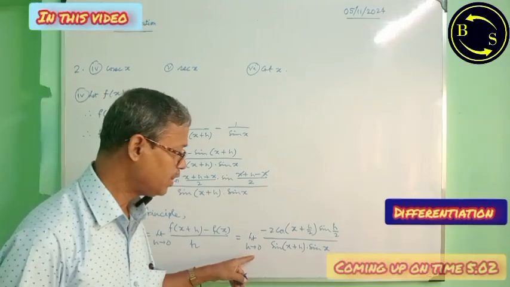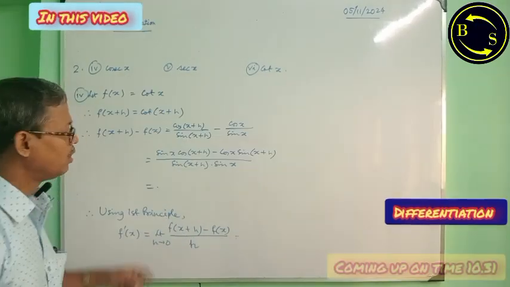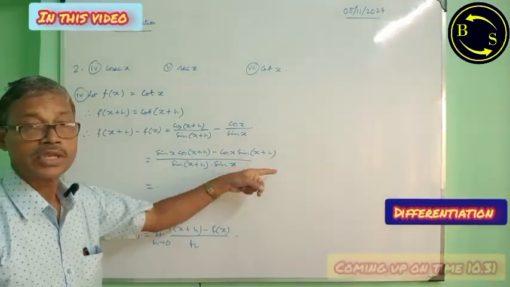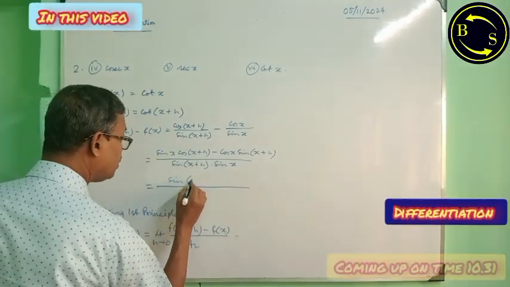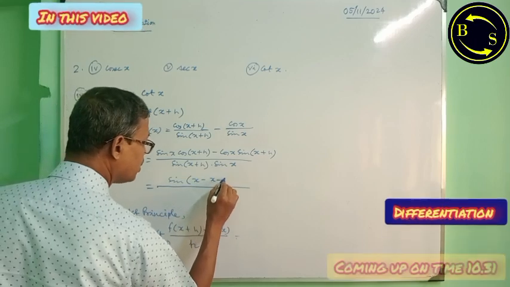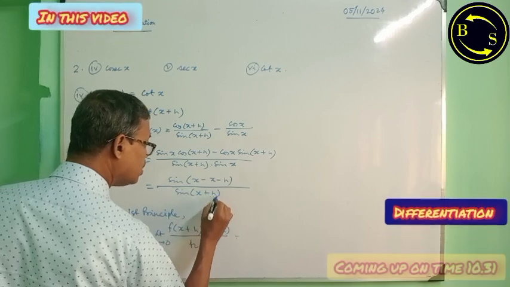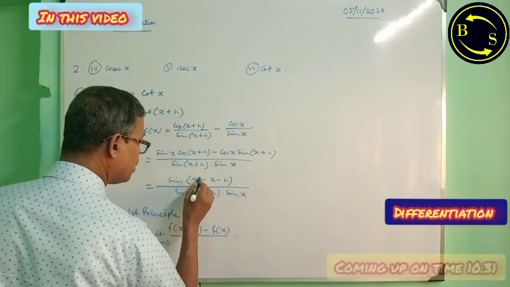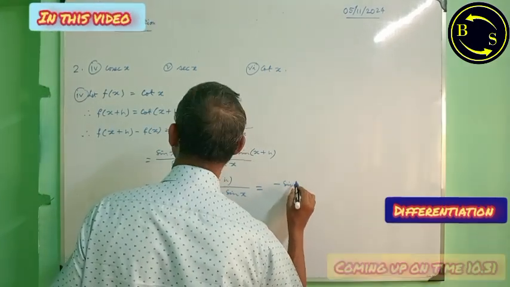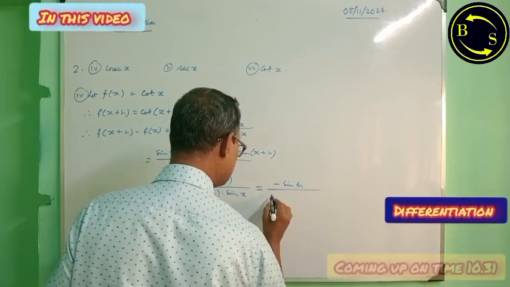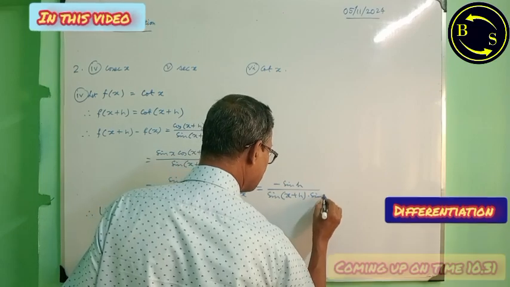Now you see h is the variable, therefore sin x is constant in this case. Now this is of the form sin a cos b minus cos a sin b, therefore the numerator will be sin x cos(x plus h) minus cos x sin(x plus h), which is sin(x minus (x plus h)). Here x cancelled, therefore minus sin h by sin of x plus h into sin x.